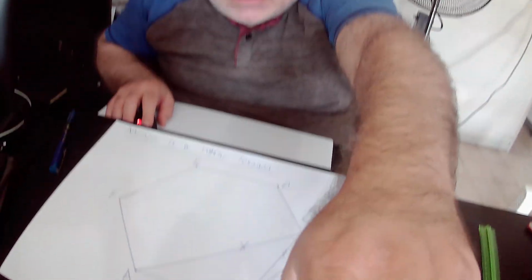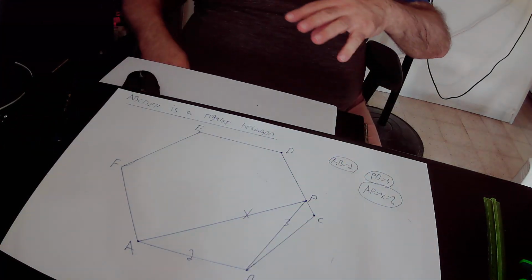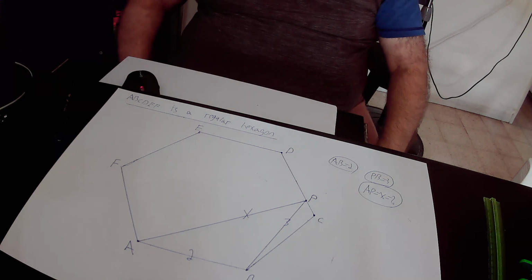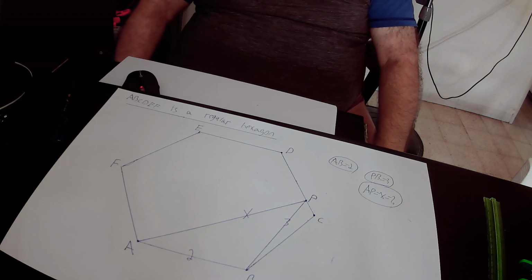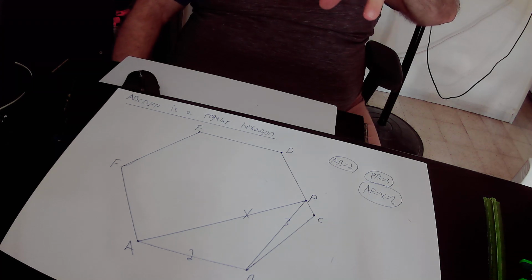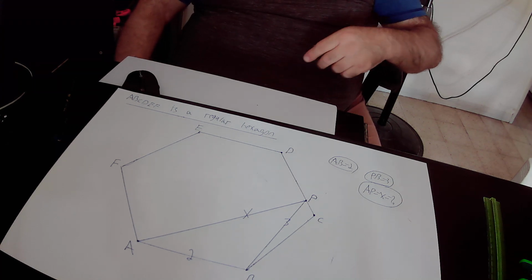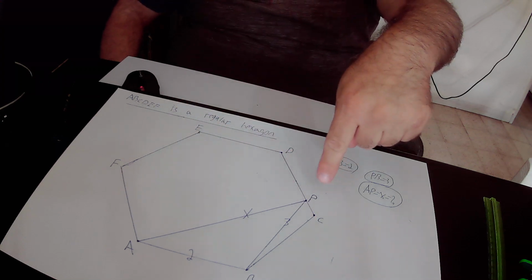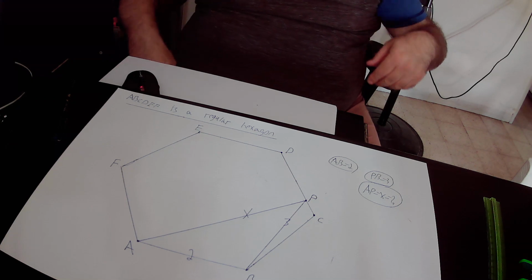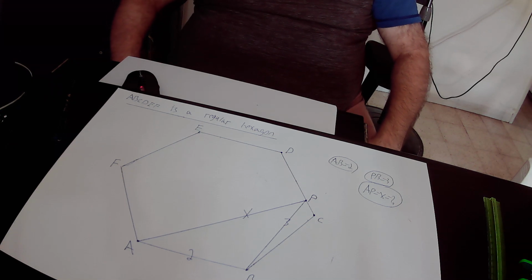Hello, in this lecture we will find out the length of line segment X. In the drawing we have a regular hexagon. A regular hexagon is a polygon with 6 equal sides and 6 equal angles. Okay, all the 6 sides here are equal to each other, and those 6 angles in this regular hexagon are also equal to each other.